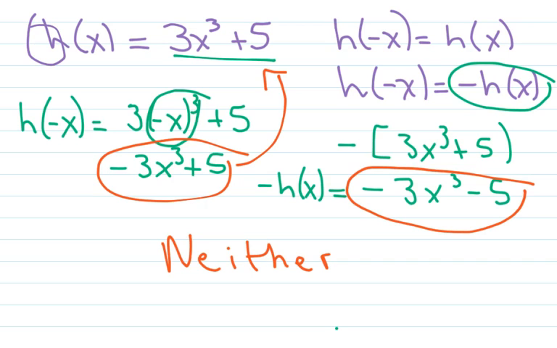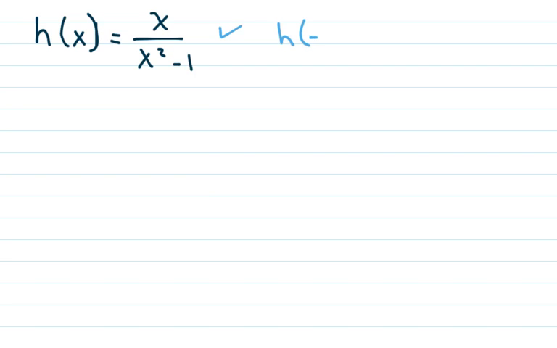Okay, let's do one more. Let's do h of x equals x over x squared minus 1. If this is an even function, then it's going to look the same as this. If it's odd, that means h of negative x equals negative h of x. Now I want to know what that looks like. Basically, I'm going to negate my function and see what happens.